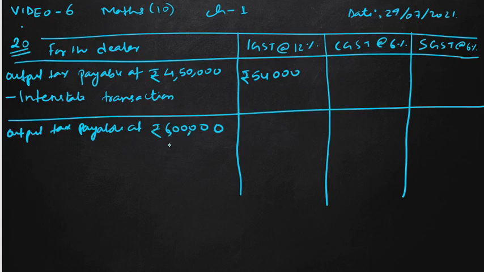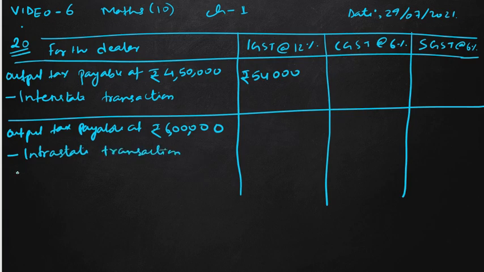100, 1,000, lakh, 6 lakh. Okay, and this transaction was in Delhi. So the dealer was in Delhi and the transaction was also in Delhi. So it is the same state. Same state means intra-state. This is our intra-state transaction.